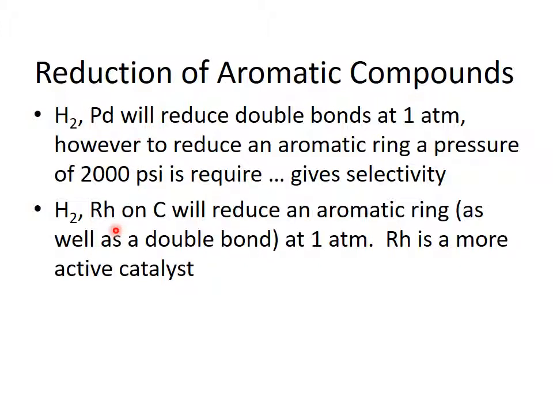If we increase the activity of the metal catalyst to something like rhodium or platinum, you actually will reduce the aromatic ring as well as a double bond, and you only will have to use 1 atmosphere or slightly more, maybe a longer reaction time.